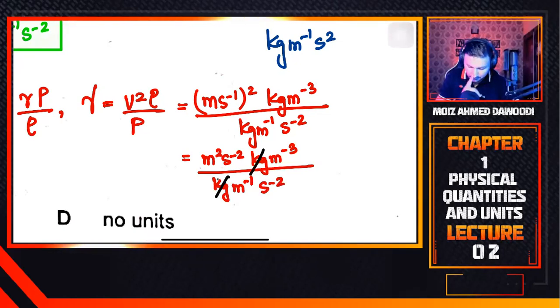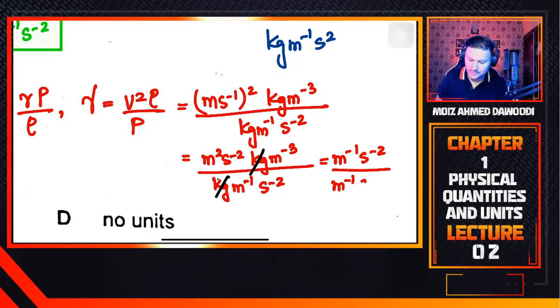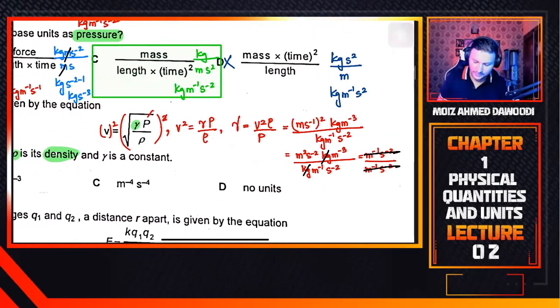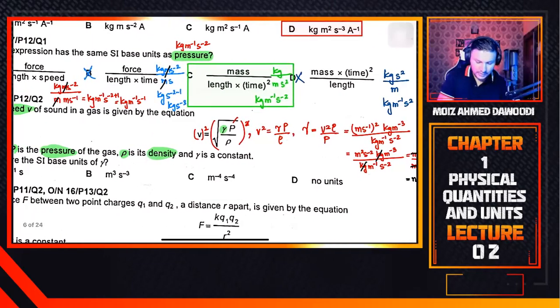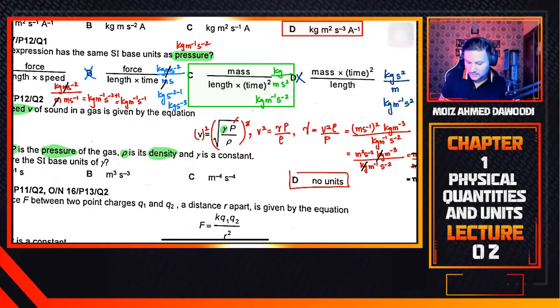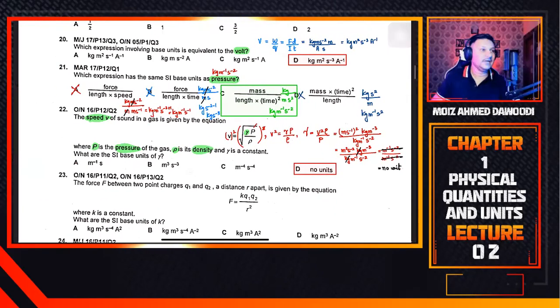kg cancels with kg. What are we left with? m^2, m^-3 becomes m^-1, and s^-2. m^-1 is in the denominator too, s^-2 is in the denominator too. The whole thing is cancelled out. There will be no unit. So this is how you find that gamma has no base units. Okay?